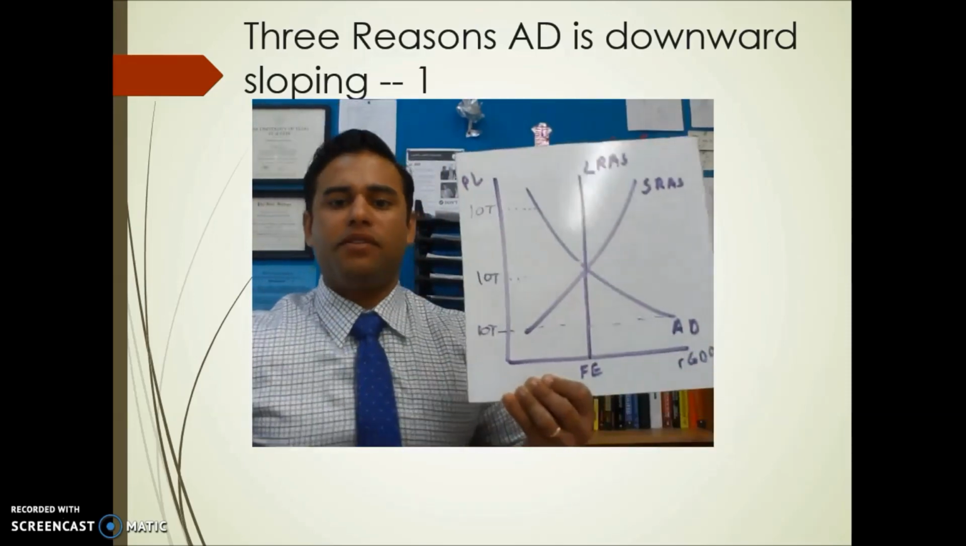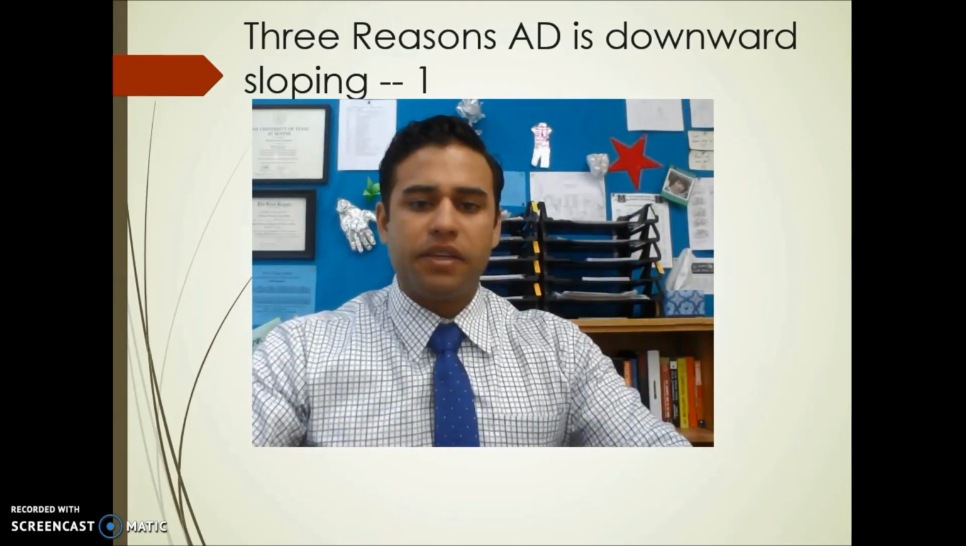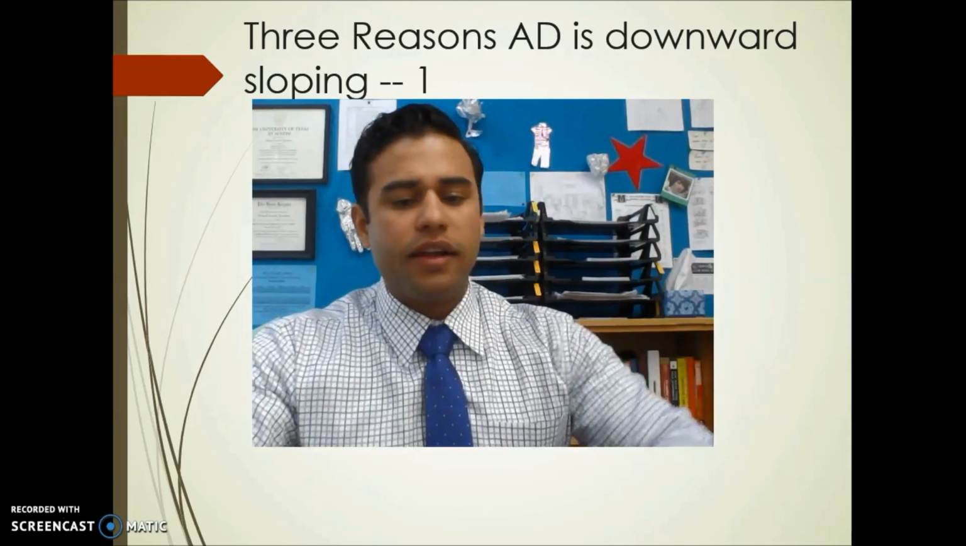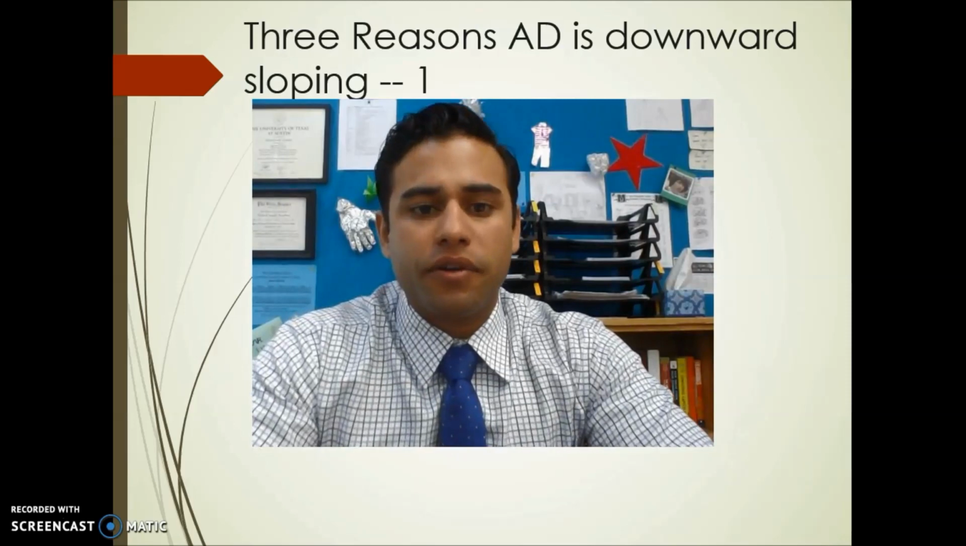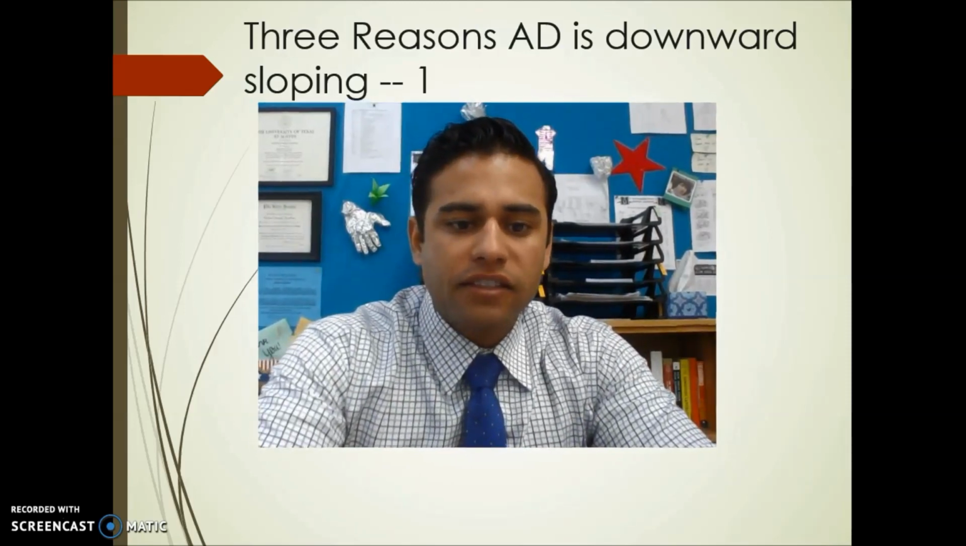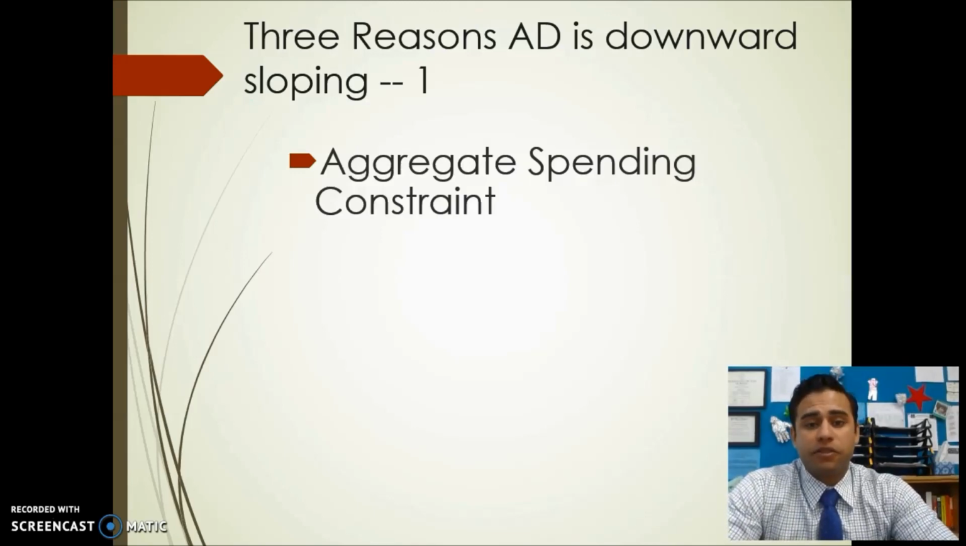This is the primary reason why price level and real GDP are inversely related when we're talking about our demand for it. Okay? Now, that is fundamentally different than the reason why demand slopes downward.